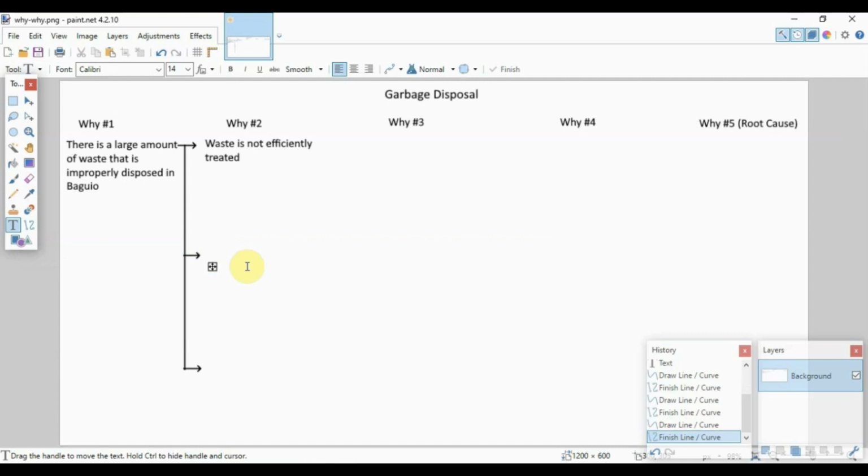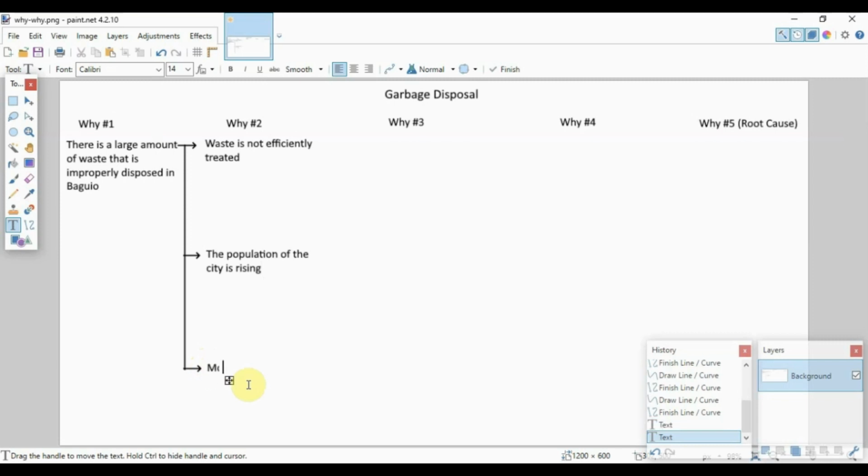So let us try to give a few more answers as to why there's a large amount of waste in Baguio. The second could be that the population of the city is rising. Simply put, there is a large number of people living here and that is continuously growing every year. So that is one of the reasons why there's a large amount of waste. Obviously, the more people, the more waste being generated.